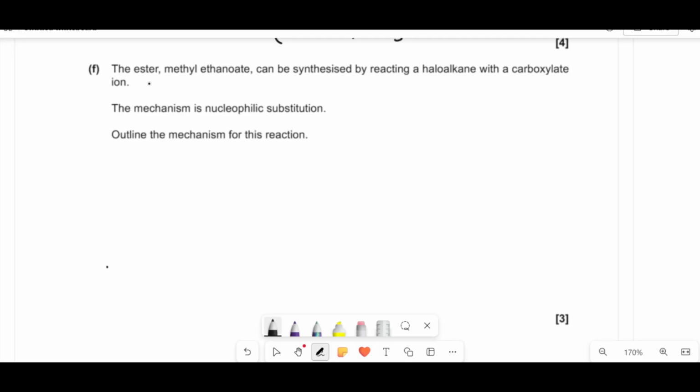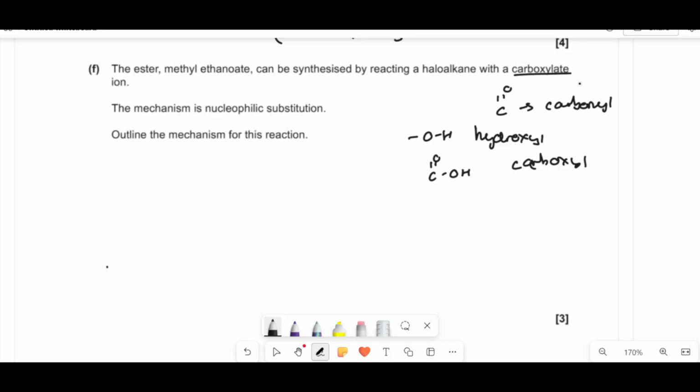Done. So the ester methyl ethanoate can be synthesized by reacting a haloalkane with a carboxylate ion. So carboxylate, carbonyl is this, carbonyl, all right? Hydroxyl is OH. Carboxyl is a portmanteau of that word. So carboxyl is C double bond O with an OH. It's in the name. So if it's a carboxylate ion, it's going to be this, COO minus there. And it says the mechanism is nucleophilic substitution. Outline the mechanism for this.